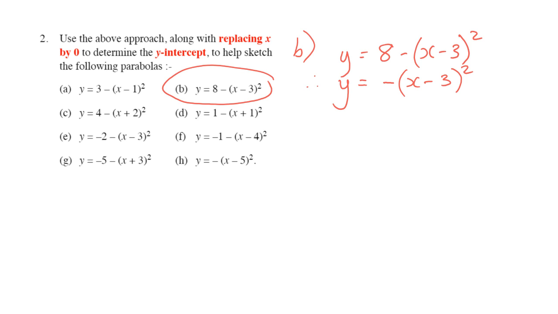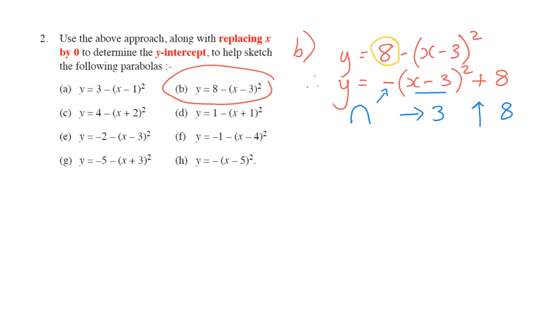That 8, which was at the beginning, is positive 8. So we can't just get rid of that, but that should shift to the end. So that tells us that we've got a sad face parabola for the negative. We've got a shift to the right of 3, and we've got a shift up 8.